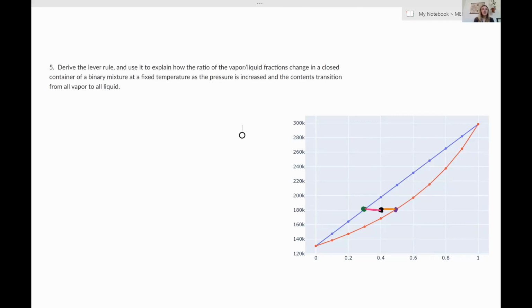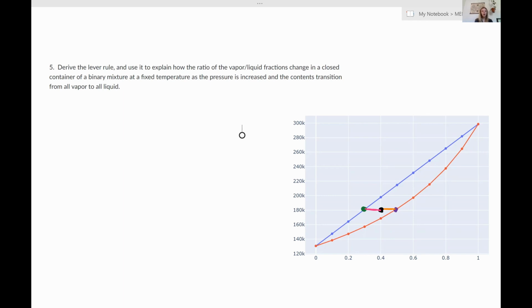So in this video, today we are going to be deriving the lever rule and using it to explain the vapor to liquid fraction as it changes in a closed container of a binary mixture at a fixed temperature as the pressure is increased and the contents transition from all vapor to all liquid.